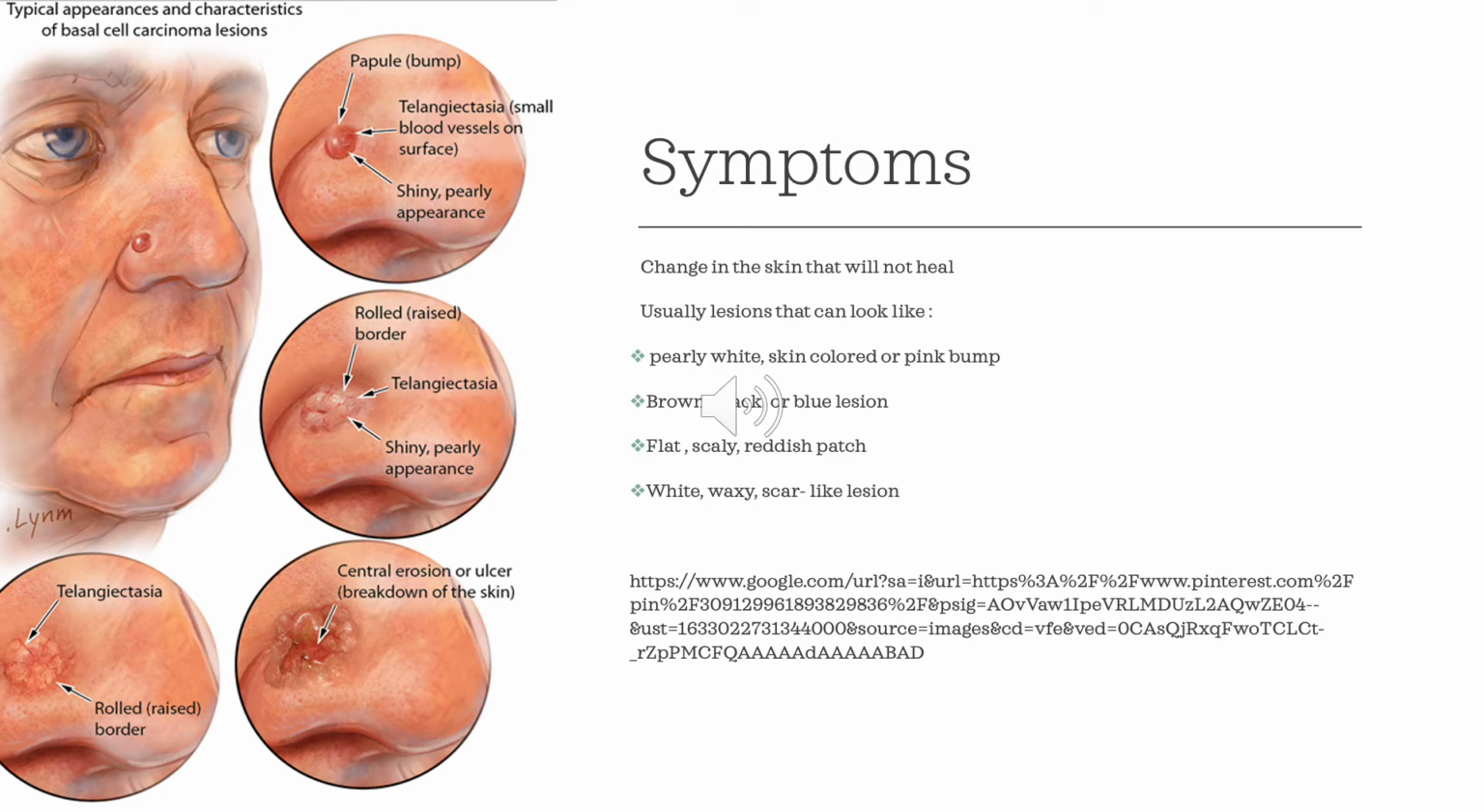If you look to the left of your screen, you'll see a few pictures of typical appearances and characteristics of basal cell carcinoma lesions. The top right picture shows the bump that has small blood vessels on the surface. This one usually will show a shiny, pearly appearance. Underneath of that, you have that rolled border. That's a raised bump. From there, it's still showing that shiny, pearly appearance. Under that is when it gets bad: the central erosion or the ulcer. That's the breakdown of the skin. At this point, that means that you have experienced the two above and it's untreated. This is when it's really getting bad.